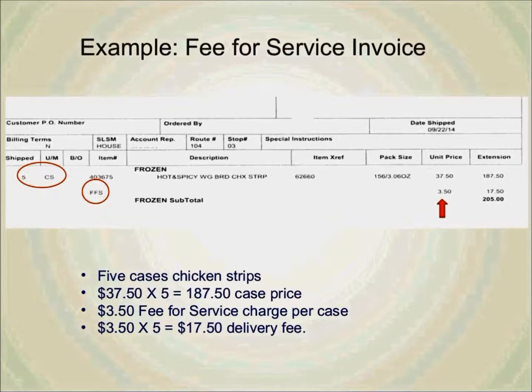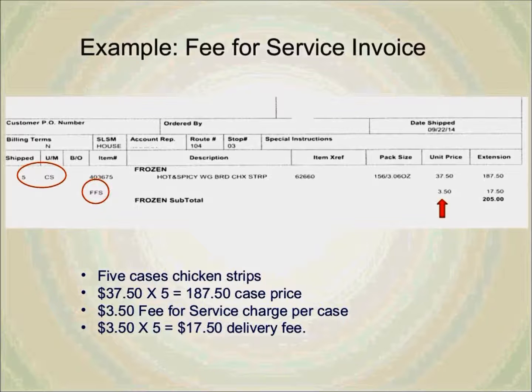Here is an example of a fee-for-service invoice, which can come from either a processor or a distributor. This is determined by the FFS line item listed under item number, which is the second circle that we're looking at. Remember, the case price is all-inclusive and already has the value of the USDA Foods deducted.